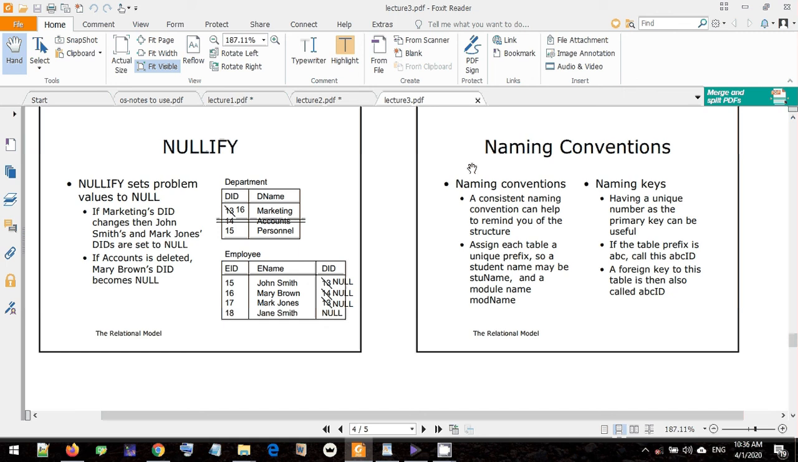Naming convention. It is important that when naming your attributes, you give names that resemble the content of the column, right? A consistent naming convention will always help you see your structure clean and clear. It is advisable to assign a unique prefix so as to easily name the various attributes. For example, if we have a relation student, we will have attributes like stu ID, stu name, stu department, stu module.